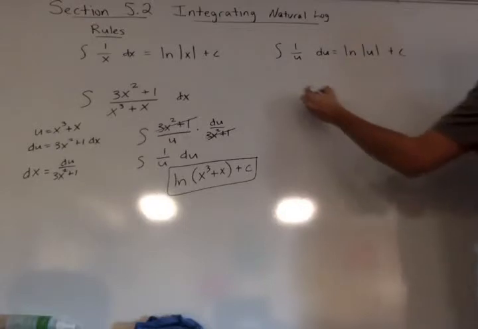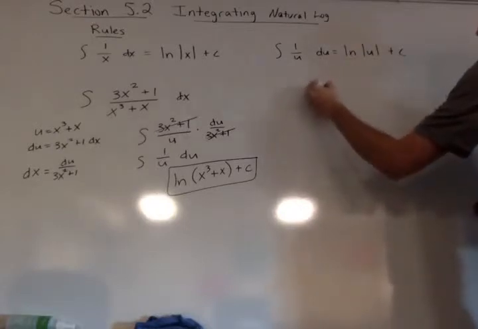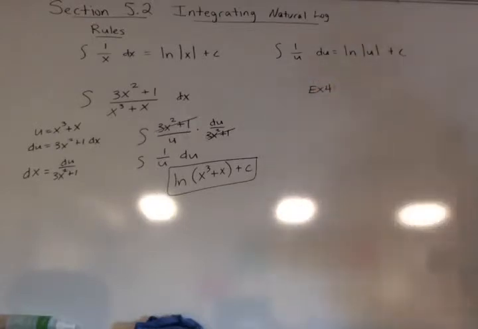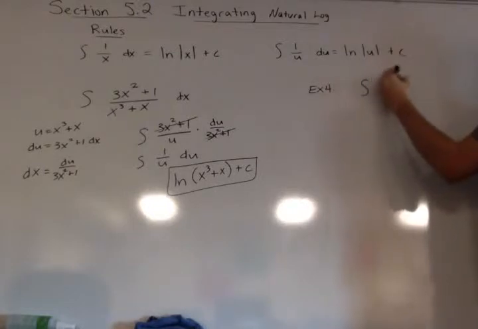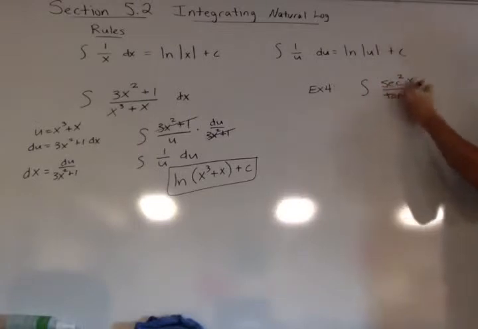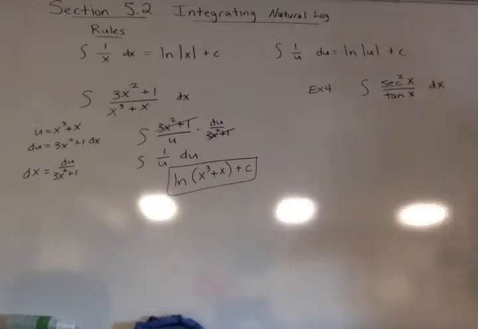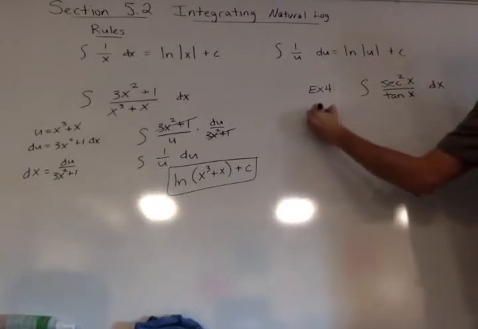Let's take a look at one other example, and then we'll give you a break here to work on and try out some of these problems. We'll do a trig example here. We've got the integral of secant squared x over tangent x dx. And again, very much like before, we're going to use some substitution here. Notice that the numerator, secant squared, is the derivative of the denominator. It's the derivative of tangent x. So we'll set u equal to tangent x.